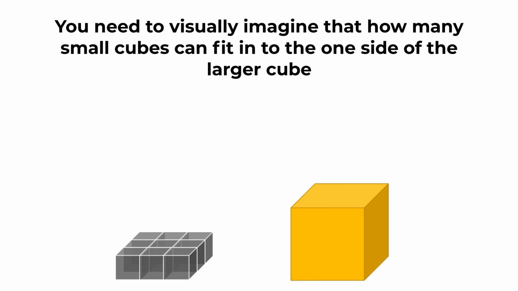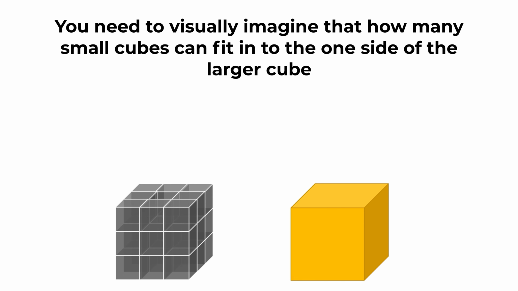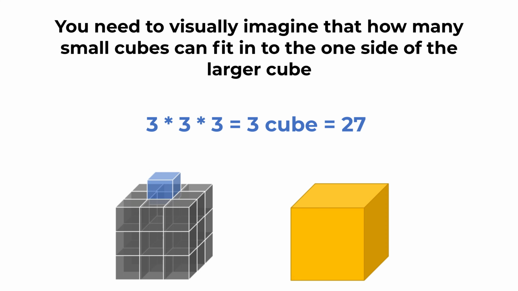And since a cube is 3-dimensional, the number of small cubes that can fit into the large cube can be calculated using the formula 3 multiplied by 3 multiplied by 3, which is equal to 3 cubed. That's where the word cube might be coming from, which equals 27.